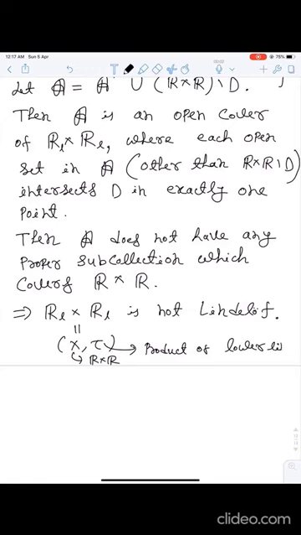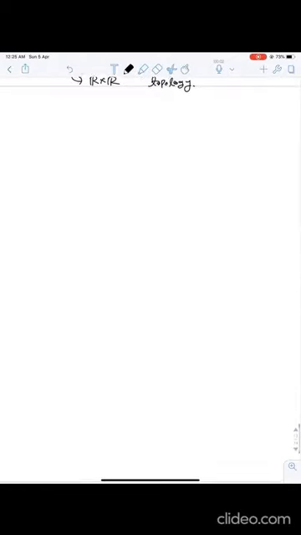Lower limit topology. So now we prove that a subspace of a separable space may not be a separable space. So here is the theorem.